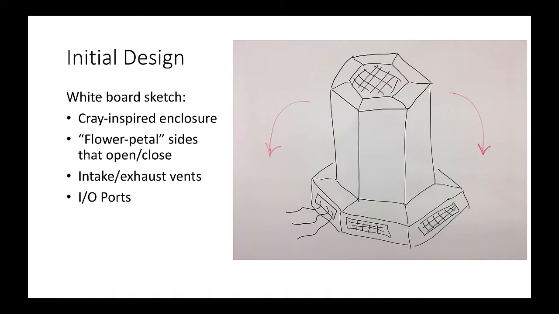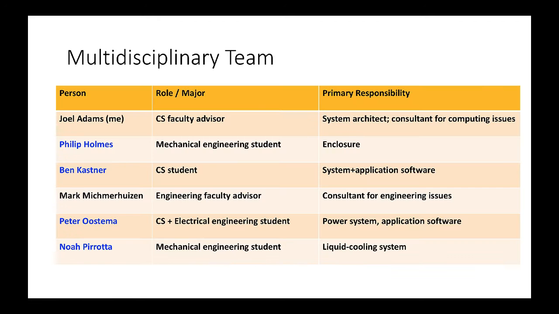Our idea was to take, here's our initial whiteboard sketch, and build a Cray-like cylindrical tower with a skirt and flower petal design so that the sides fold down and let you get at the insides, and whatever intake and exhaust vents and I/O ports we needed in addition. We had a multidisciplinary team of 2 mechanical engineering students, 1 pure CS student, and 1 CS plus electrical engineering double major.